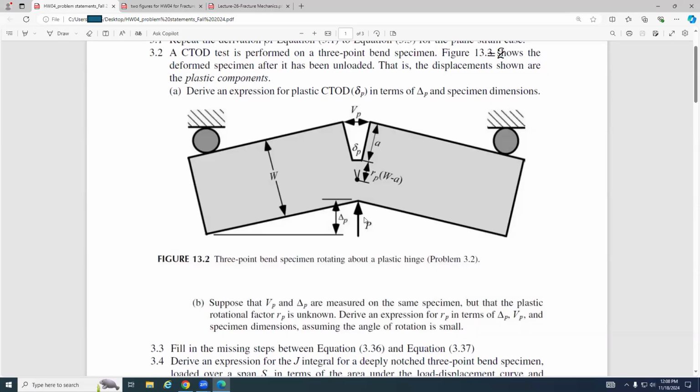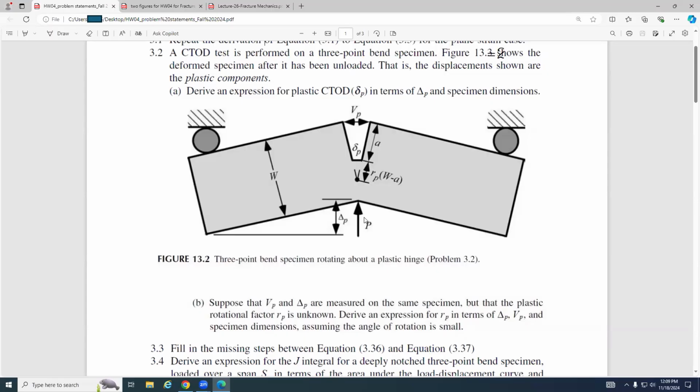Why are they similar? Because they both have a right angle, and half of this angle equals this angle. As a result, we can use the similarity between the two triangles. This is delta P. From here to here is 2W, so the hypotenuse of this right triangle is 2W.